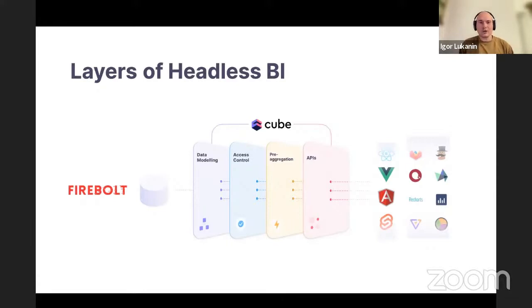We are used to thinking that Cube really consists of 4 layers that include the data modeling layer, access control, caching layer and APIs, matching the different functions that I've been describing on the previous slide. And then you're able to take the data from Firebolt and bring it to any downstream app and to front-end applications built with different front-end frameworks and charting libraries in particular.